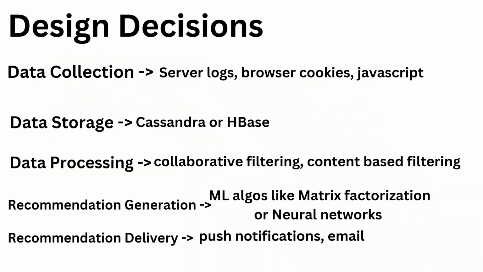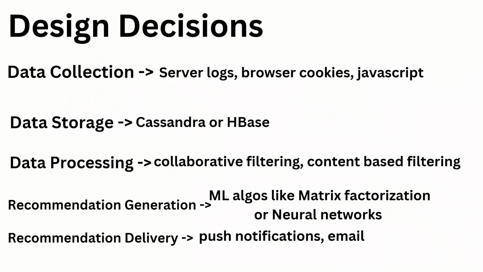2. For data storage, we can use a distributed database like Cassandra or HBase to store the user behavior data. This will ensure scalability and reliability. 3. Now in data processing, we can use machine learning algorithms like collaborative filtering and content-based filtering to process the data and identify user preferences and interests.